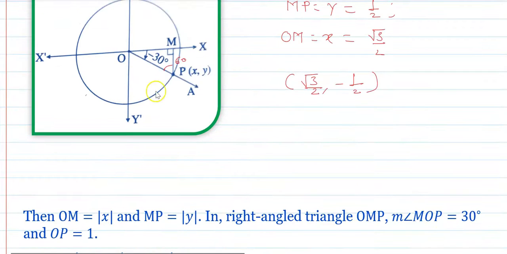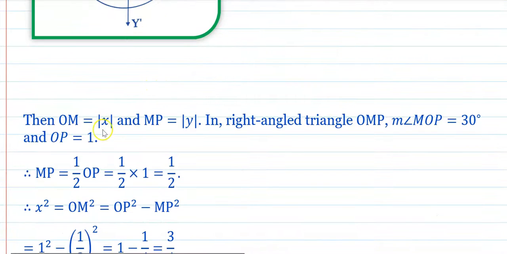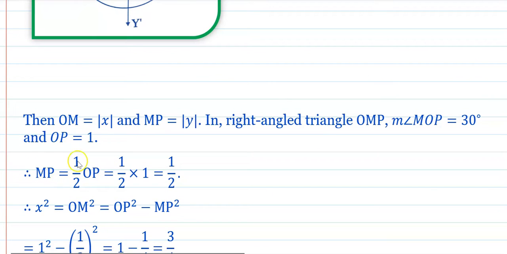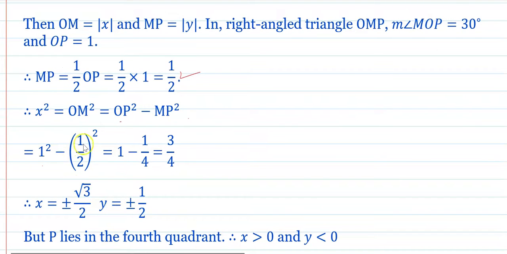Angle MOP is equal to 30 degree. OP is equal to 1. Therefore, MP is equal to 1 upon 2 OP, 1 upon 2 into 1, and hence it is 1 upon 2. X square is equal to OM square, and OM square is equal to OP square minus MP square. That is 1 minus (1 upon 2) square, 1 minus 1 by 4, and therefore you will get 3 by 4. X square is equal to 3 by 4.